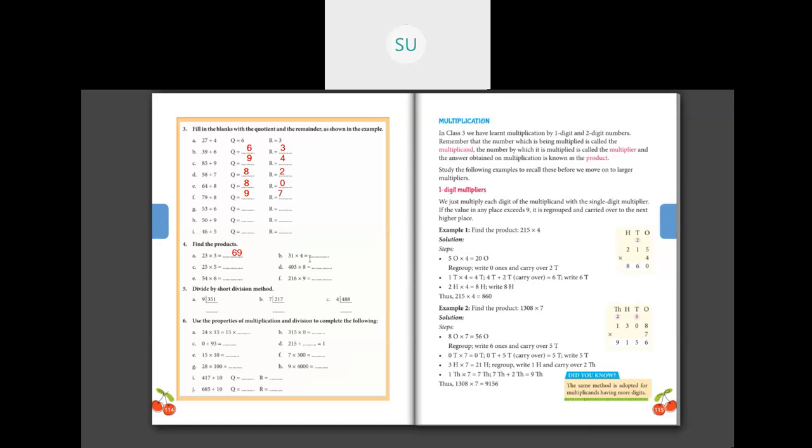Then 31 into 4. So 4 ones are 4. Correct? And 4 threes are 12. So 124.